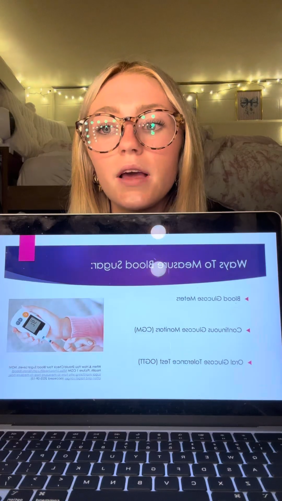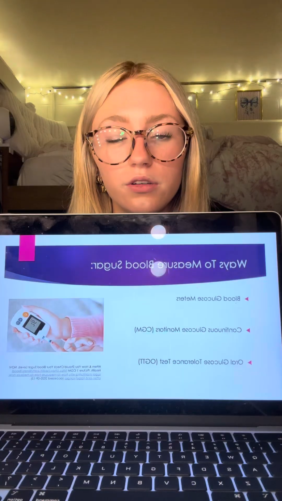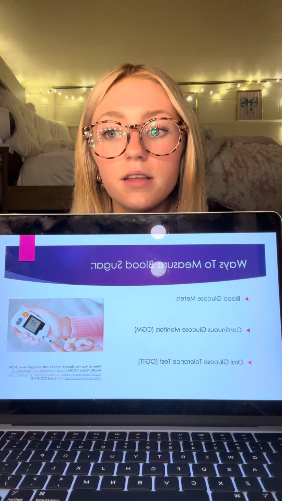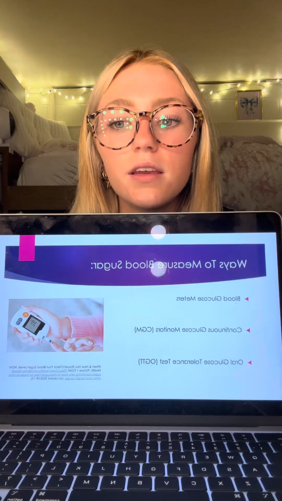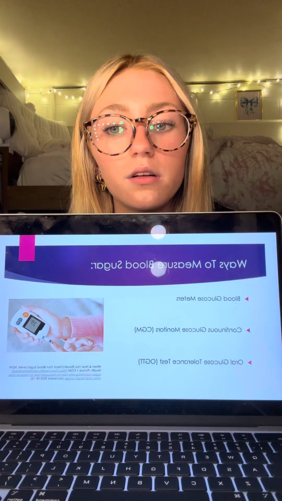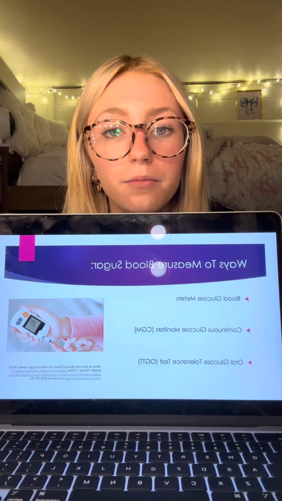The second way is the most expensive and the most common, continuous glucose monitoring, also known as CGM. It's when a sensor is placed under the skin and continuously measures the levels. The data is then sent via Bluetooth or wirelessly to an iPhone or some type of smartphone for real-time readings.